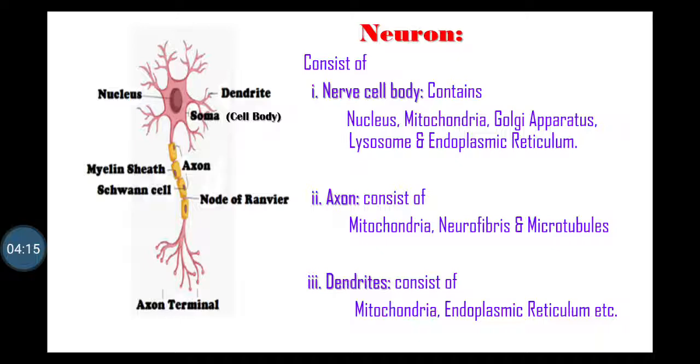Second, axon is an elongated cylindrical shaped structure which arises from the nerve cell body. Axon carries the impulses from one neuron to another neuron. An axon consists of mitochondria, neurofibrils and microtubules. Protein synthesis does not take place in axon because endoplasmic reticulum is absent in axon.